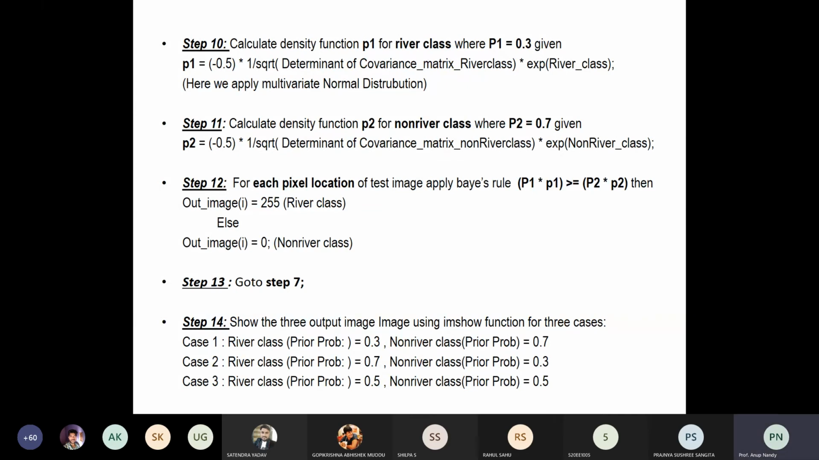So have I made you clear? Sir, actually a little bit confused also. Sir, exactly what does this output image of I represent? Is it an XY coordinate or what? XY coordinate, exactly.